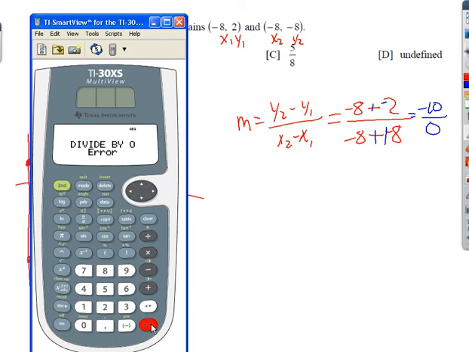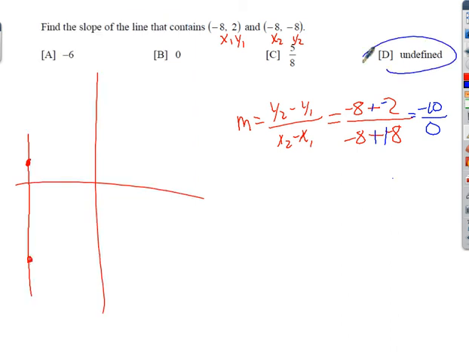So dividing by 0 is considered an undefined slope. They just can't assign a number to it. It's almost like an infinity slope, so they call it an undefined slope. Alright, and watch those, because they're always going to have that 0 available there, but it's not the answer in this case. Alright, have fun with it.